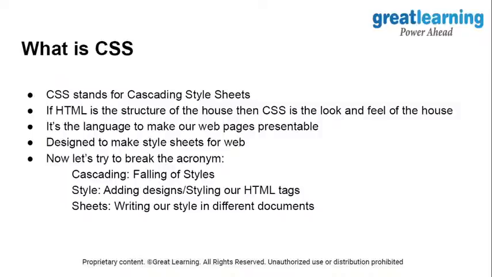Cascading means falling off of styles. We will see why some styles fall off. Let's suppose you are targeting the same element, a paragraph tag, and you are applying styles in 3 different ways. You are changing the text color of this paragraph. Now some of the styles will fall off.